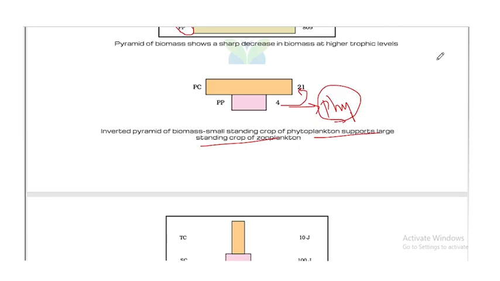So we usually see a pyramid like this. But this shape is an inverted pyramid. So this is an inverted pyramid of biomass. It's seen in this example of an aquatic ecosystem where a small biomass of phytoplankton supports a large biomass of zooplankton.